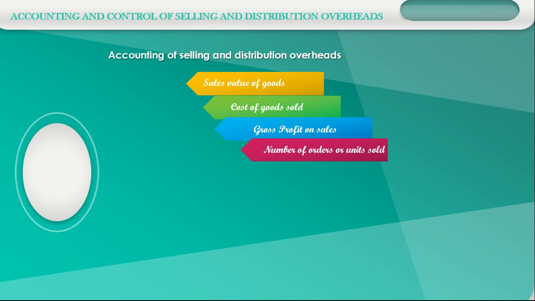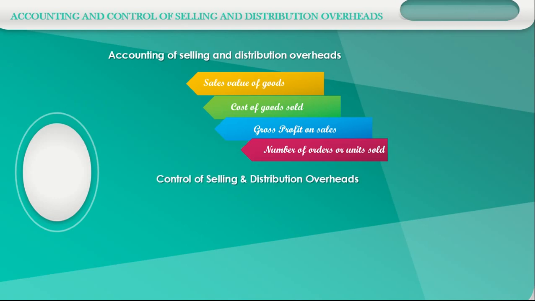The bases usually adopted are: A. Sales value of goods. B. Cost of goods sold. C. Gross profit on sales, and D. Number of orders or units sold.